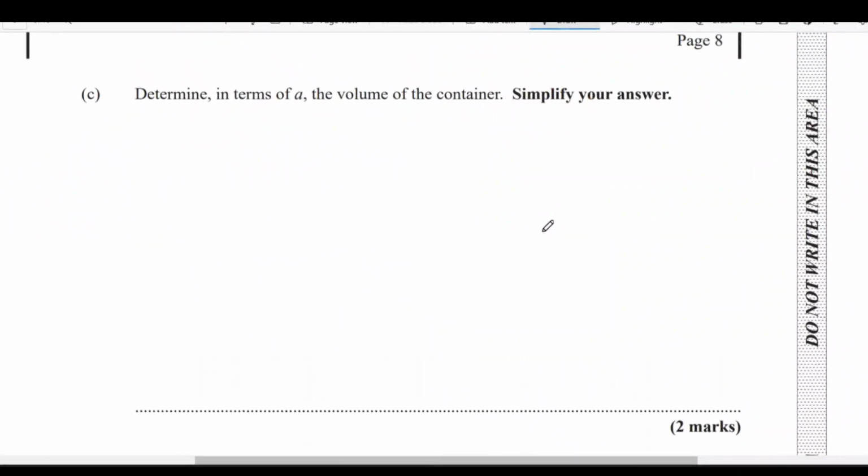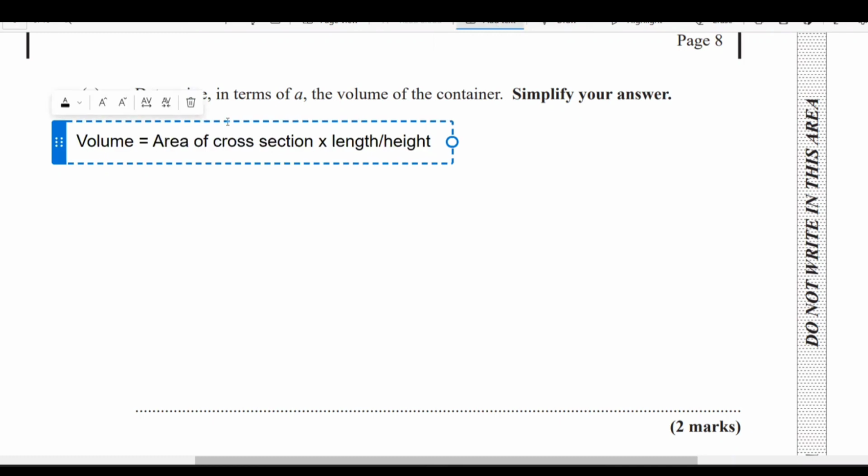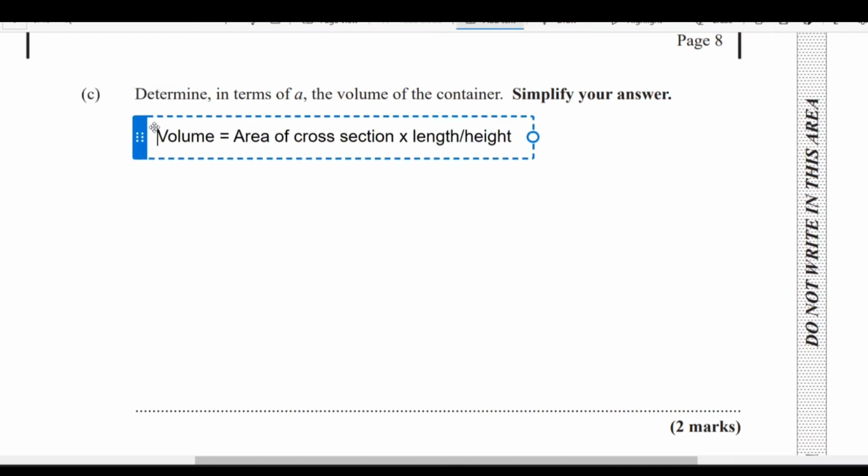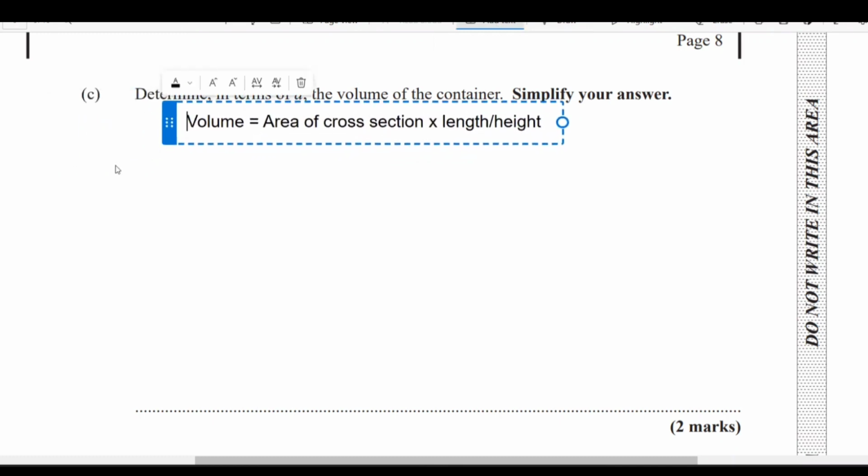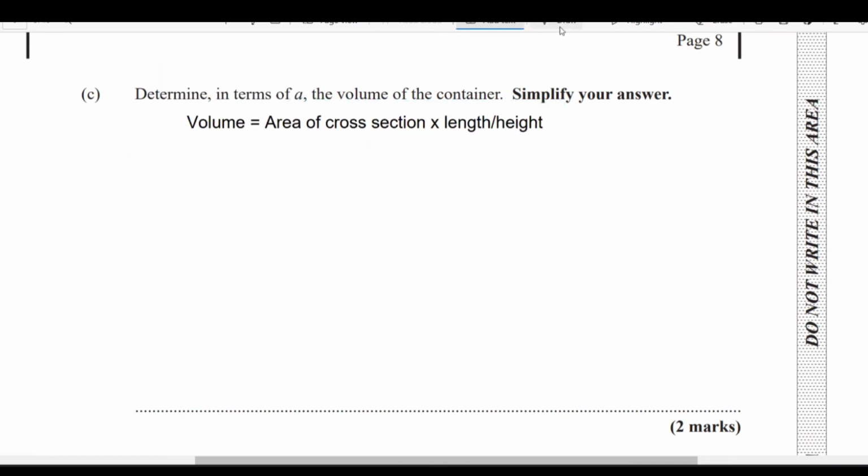Question says, determine in terms of A the volume of the container. Simplify your answer. What is volume? All right. So look at it. That is what volume is: area of cross section times height or length.